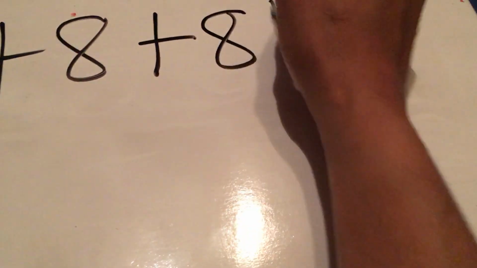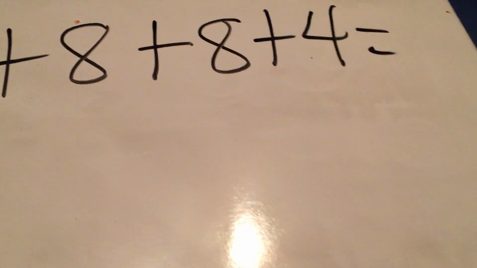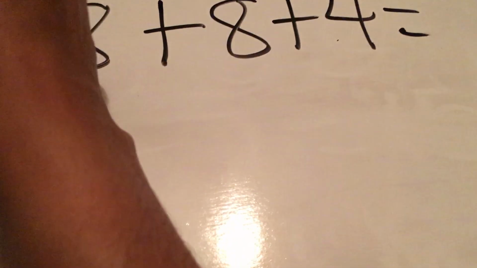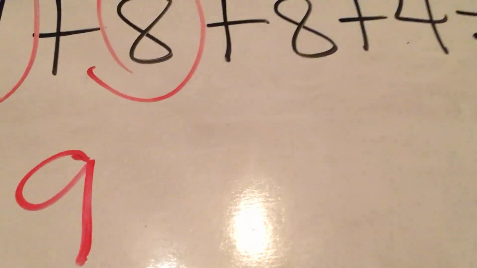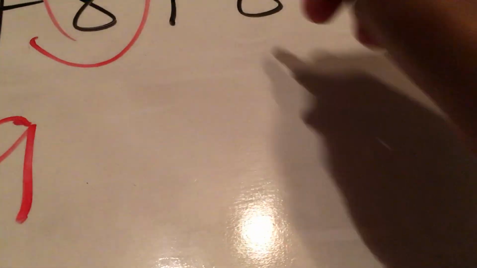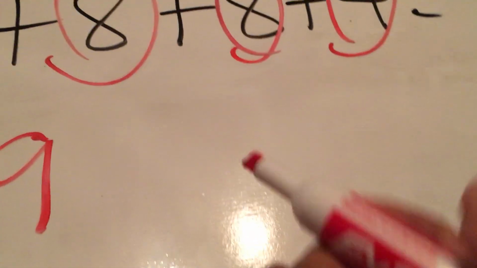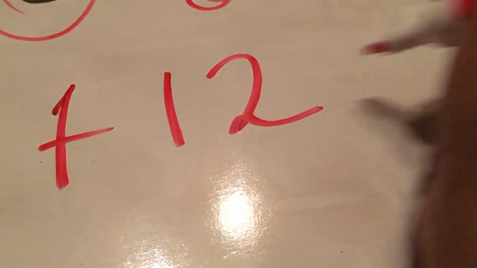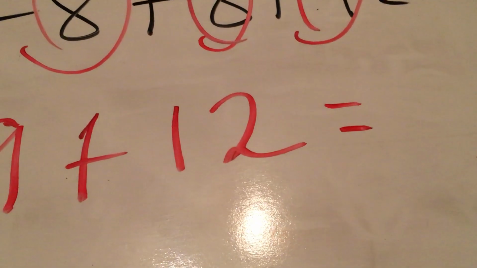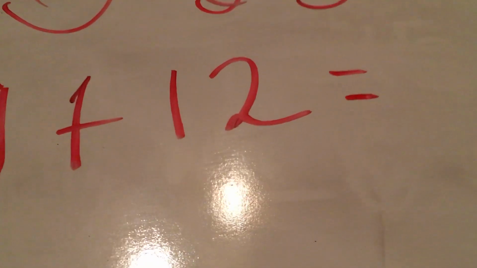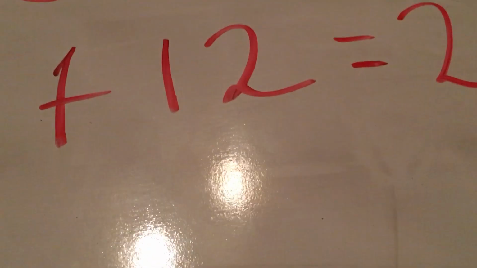All right, we're going to do another one with 4 digits. 1 plus 8 plus 8 plus 4. So I'll start with my first 2 digits. 1 plus 8 is going to give me 9. And then I have 8 plus 4 is going to give me 12. So now I'm at 9 plus 12. And if I add 9 plus 12, I am going to get 21.